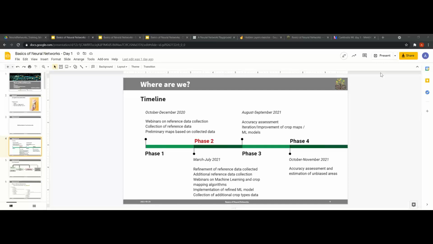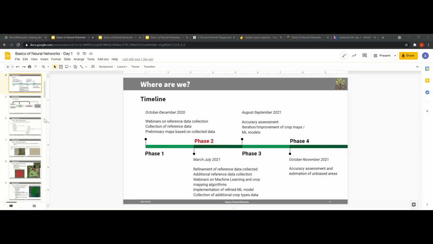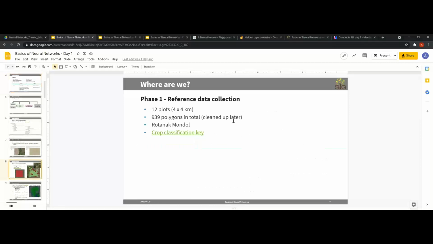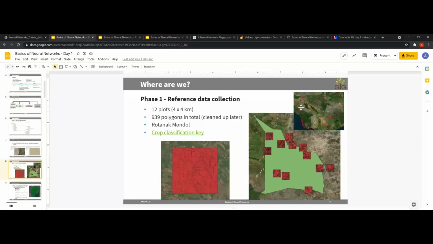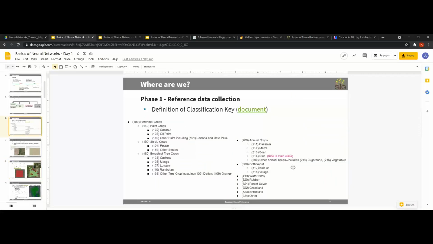So at least, the pilot is in Ratnak Mandut, one district of Battambang. The number of crops in that district has a diversity that can represent crops grown in other districts in the province. And the number of crops, like in the slide that Andre shows, we have more than 10, exactly, we count.